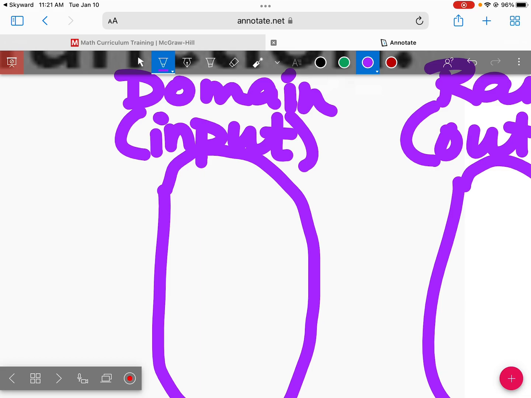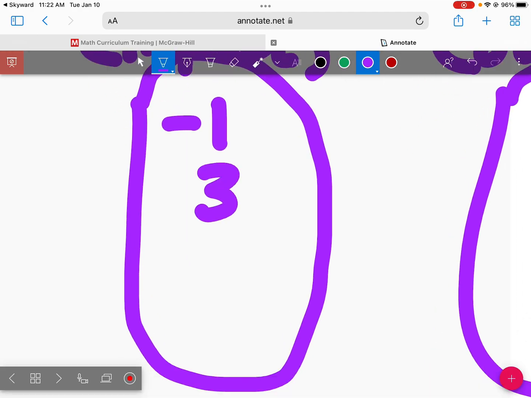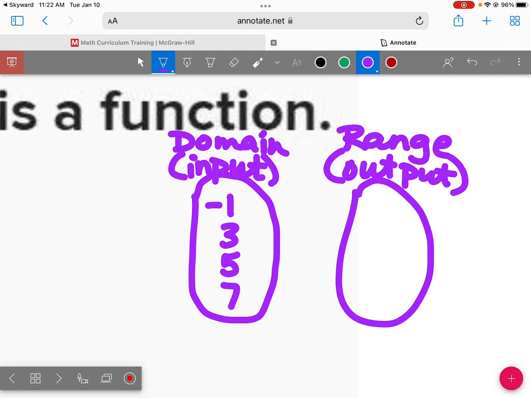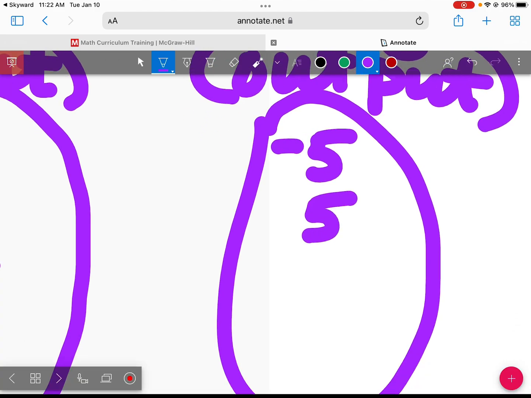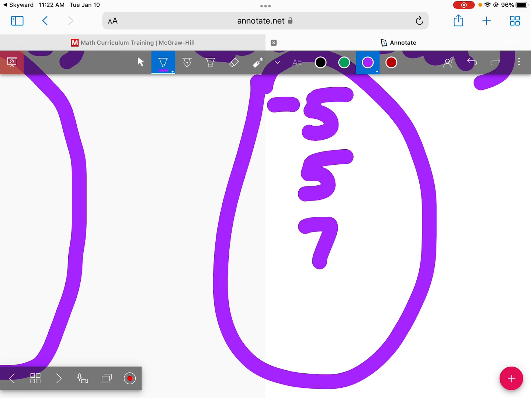The first number in each ordered pair, the first number in each set of parentheses. So what numbers should I put in there? -1, 3, 5, and 7. What about in the range, in the output? What numbers should I put over there? -5, +5, 7, and 11.